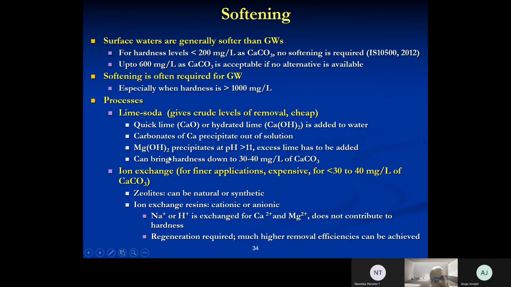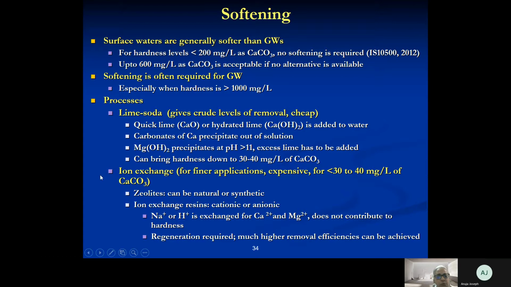For the simple reason, if I want to remove magnesium, I have to increase the pH more than 11 because it will not precipitate under neutral conditions. The hydroxide concentration has to be much higher, which means pH has to be very high. It has to be greater than 11. Excess lime has to be added for it. So very often you ignore that because you can meet the standards without removing magnesium.